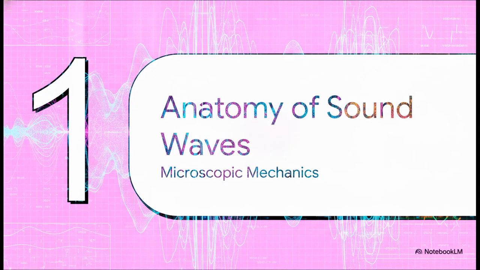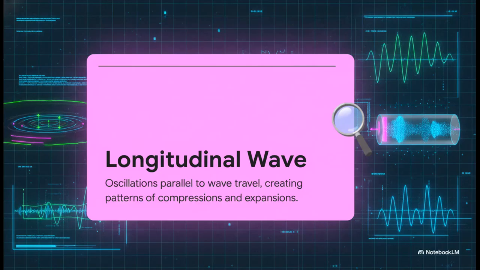Section 1. The anatomy of sound waves. Unpacking the microscopic mechanics. Let's start right at the source and define exactly what an invisible sound wave actually is. You know those transverse ripples on a pond where the water bobs up and down while the wave itself moves forward? Well, sound doesn't work like that. Sound is a longitudinal wave. This means the actual elements of the medium, like the air molecules around us, pulse back and forth in the exact same direction that the wave is traveling.